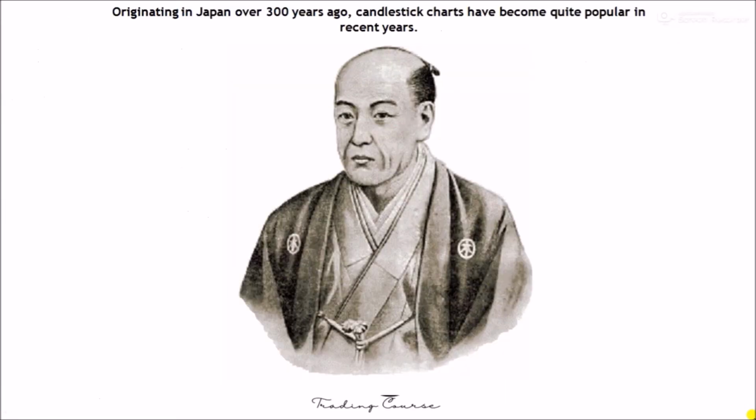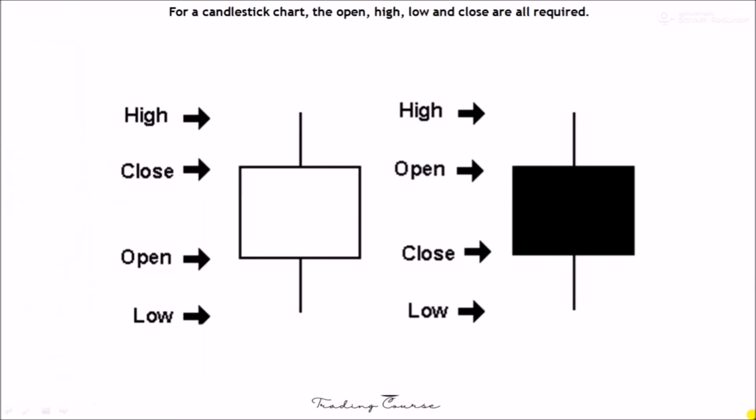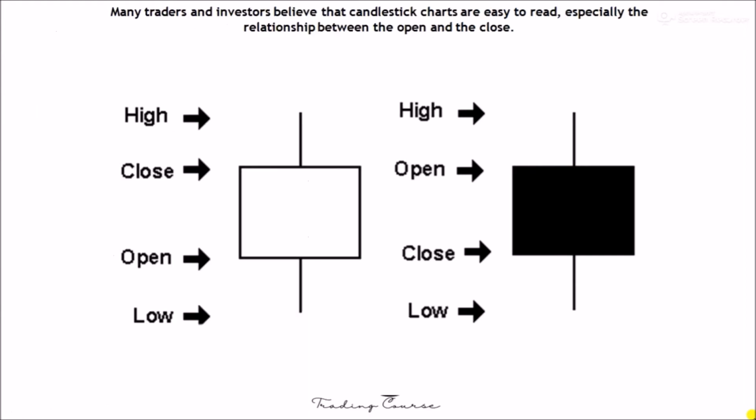Candlestick chart. Originating in Japan over 300 years ago, candlestick charts have become quite popular in recent years. For a candlestick chart, the open, high, low and close are all required. A daily candlestick is based on the open price, the intraday high and low, and the close. A weekly candlestick is based on Monday's open, the weekly high-low range and Friday's close.